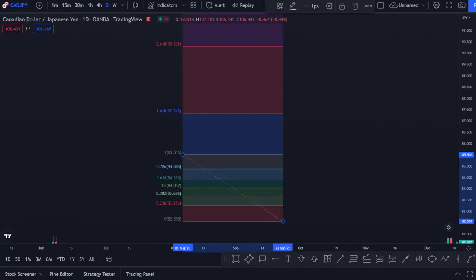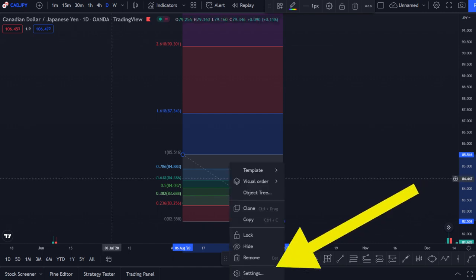Now that our Fibonacci is added into our chart, we can see it's looking like an ice cream with a lot of colors. And we don't want our chart looking like that. Now we will modify it into the simplest form. On TradingView, just hover your mouse cursor on the Fibonacci and then click your right mouse key. Then this option will appear, and then click Settings.